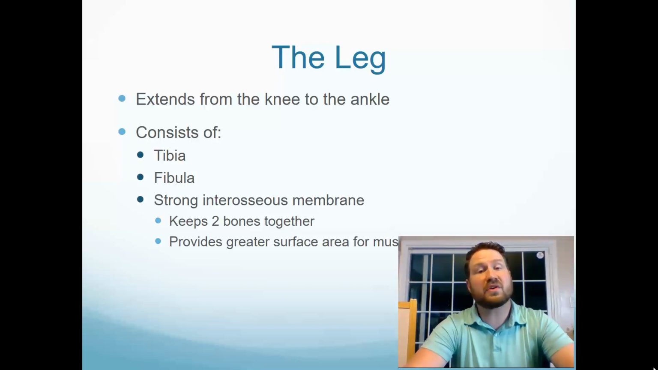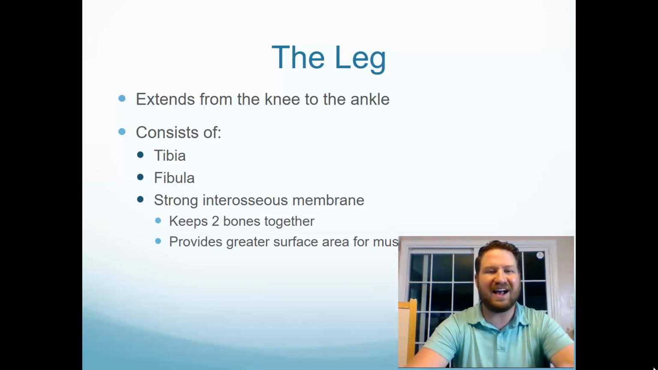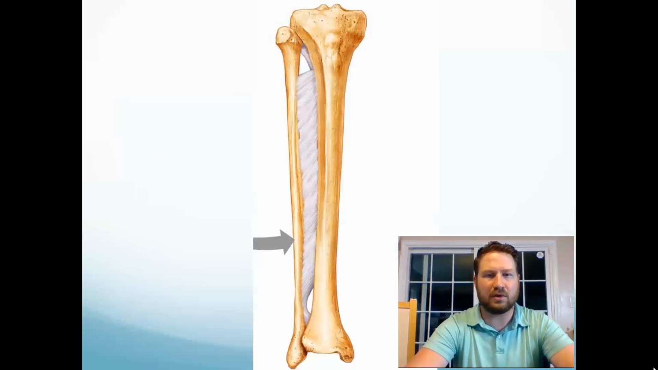Now, when we start talking about pathologies later, the pathology that most involves the interosseous membrane is that high ankle sprain in athletics, and we will get to that later. So that's just a little bit of foreshadowing. And there are the two grandiose bones and their interosseous membrane.